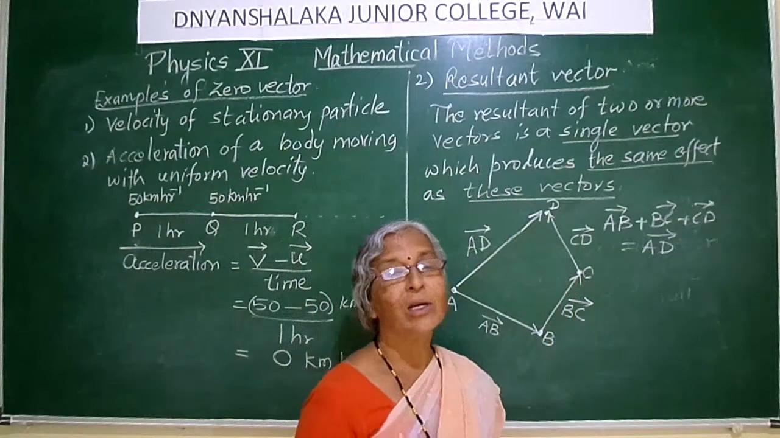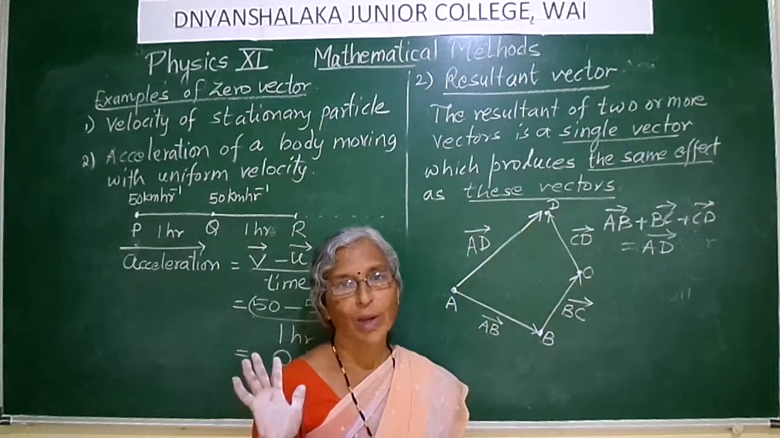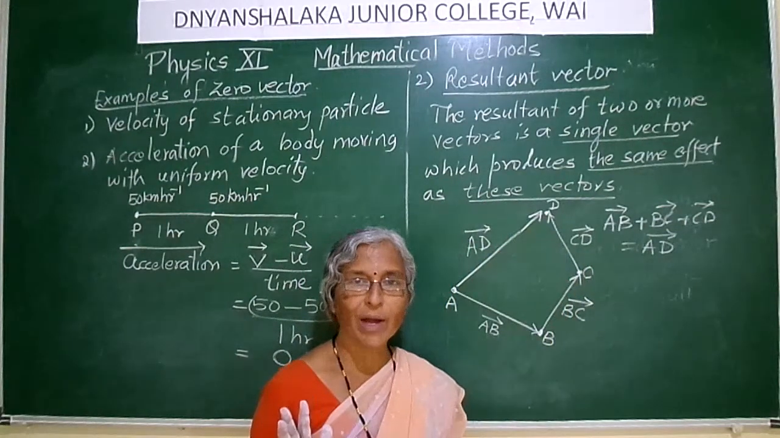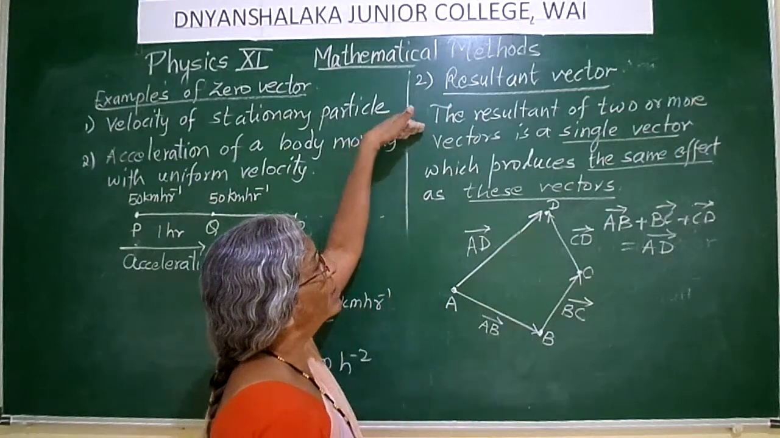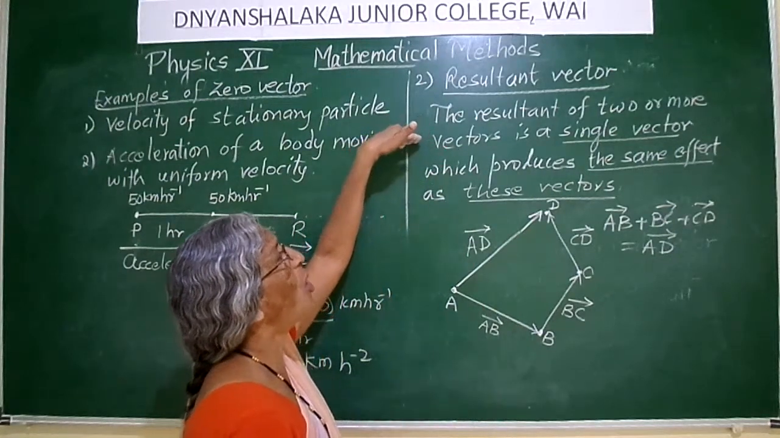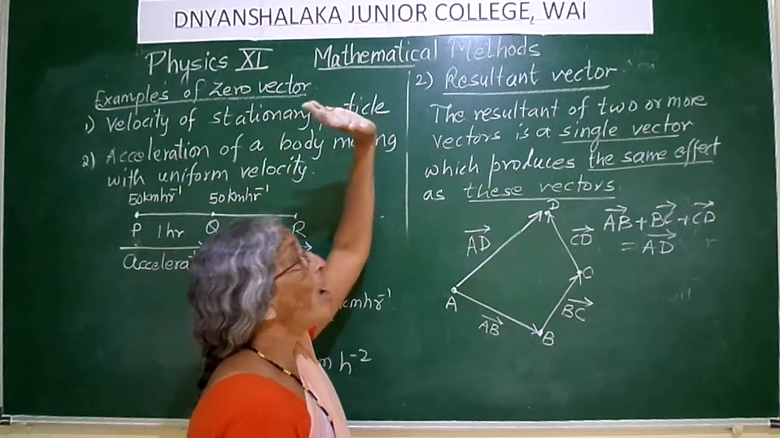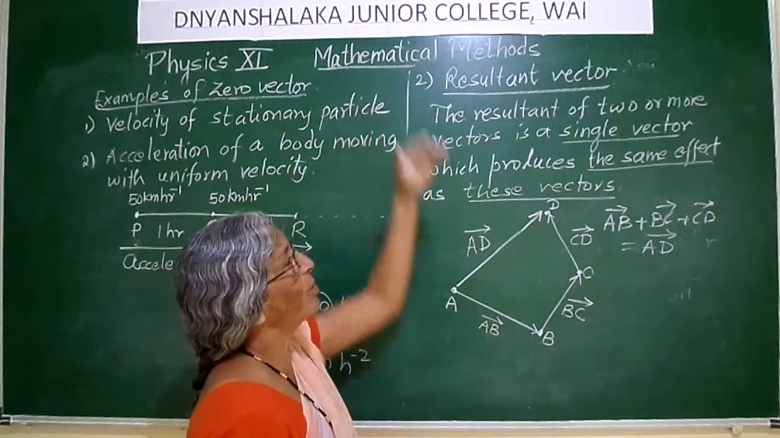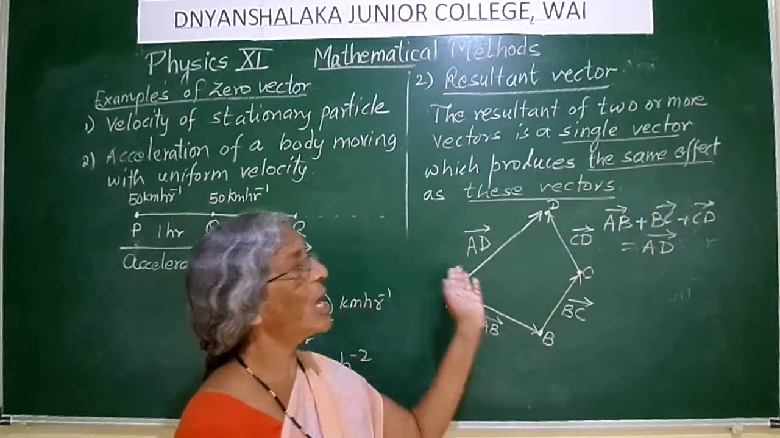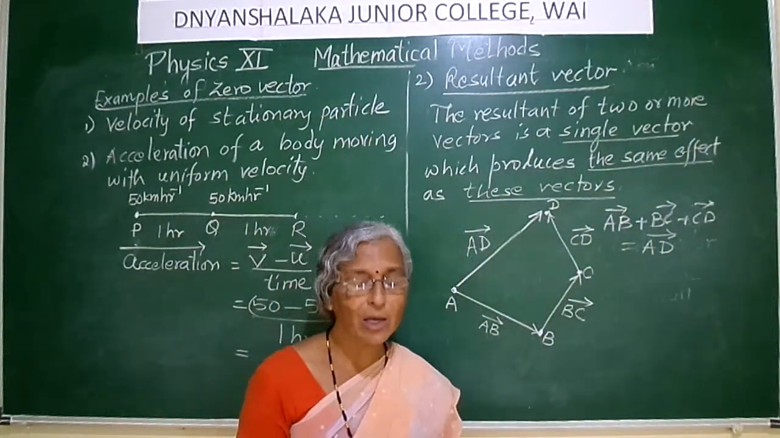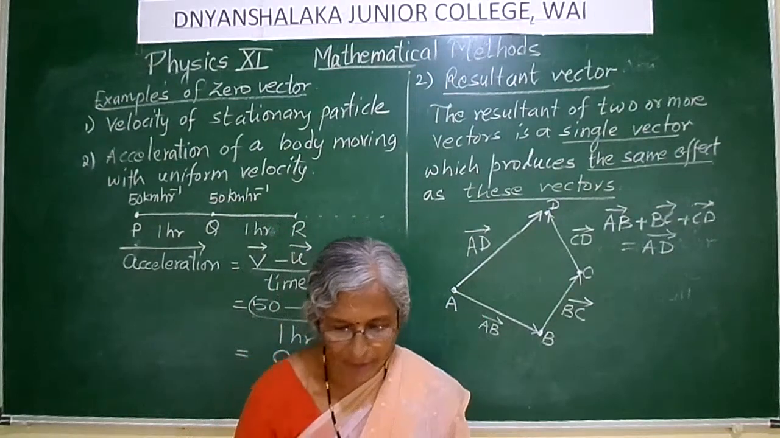Resultant of what? These 3 vectors. Are you getting it, everyone? Okay, so resultant vector is the resultant of 2 or more vectors. Resultant of 2 or more vectors becomes a single vector which will produce the same effect as produced by those vectors. Are you getting it?